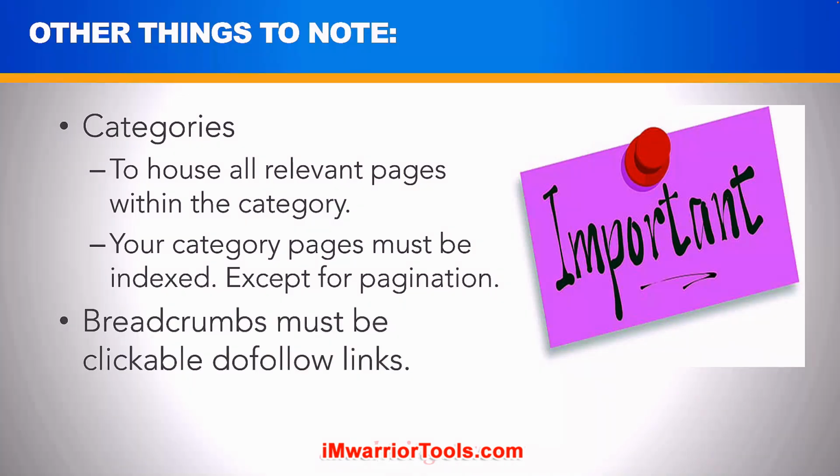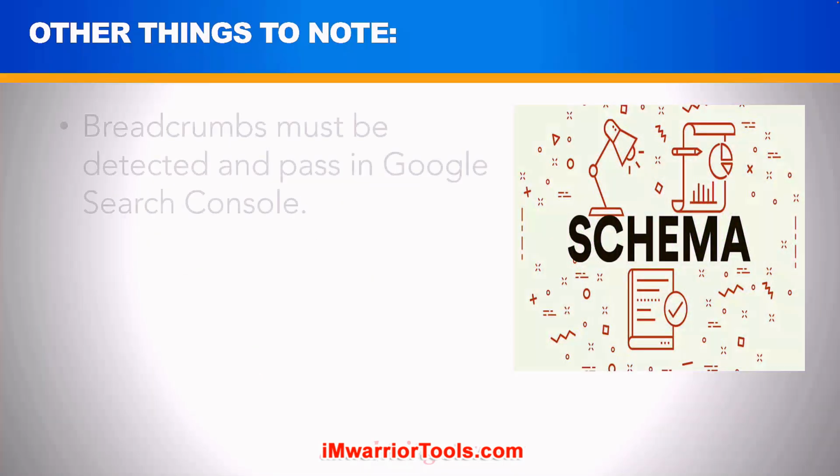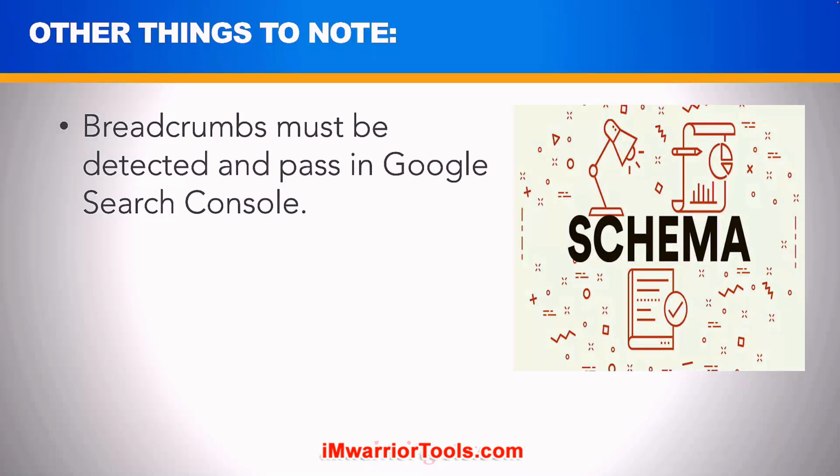And also breadcrumbs must be clickable do follow links. There's no need to worry about no following them or worrying about passing link juice through the breadcrumbs. You want Google to crawl your breadcrumbs. You want Google to understand what your website's hierarchy is about. So you want them to be clickable do follow links. So it's just easy for them to crawl it, right? Because no follow now is a hint. Google can choose to crawl it or not crawl it. So why bother? So just make it do follow. They're internal links anyway.